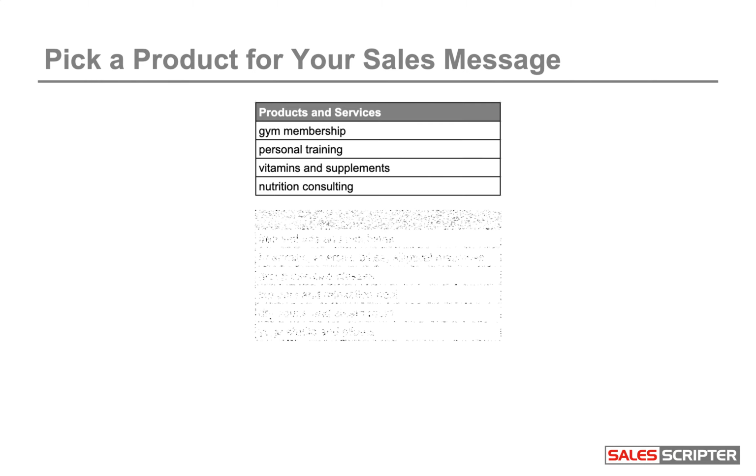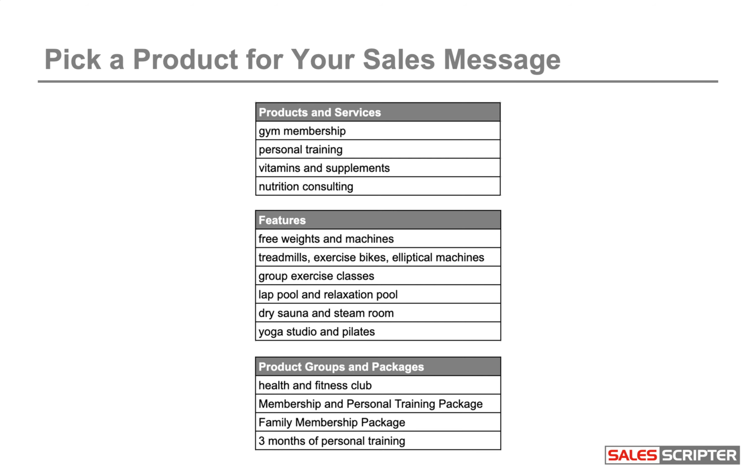Once you go through that exercise, you can then look at everything you sell, and the next step is just to pick, okay, what does it make sense for me to build my first sales message around? Ultimately, if you're really using the smart sales system correctly, you're ultimately going to have more than one sales message.